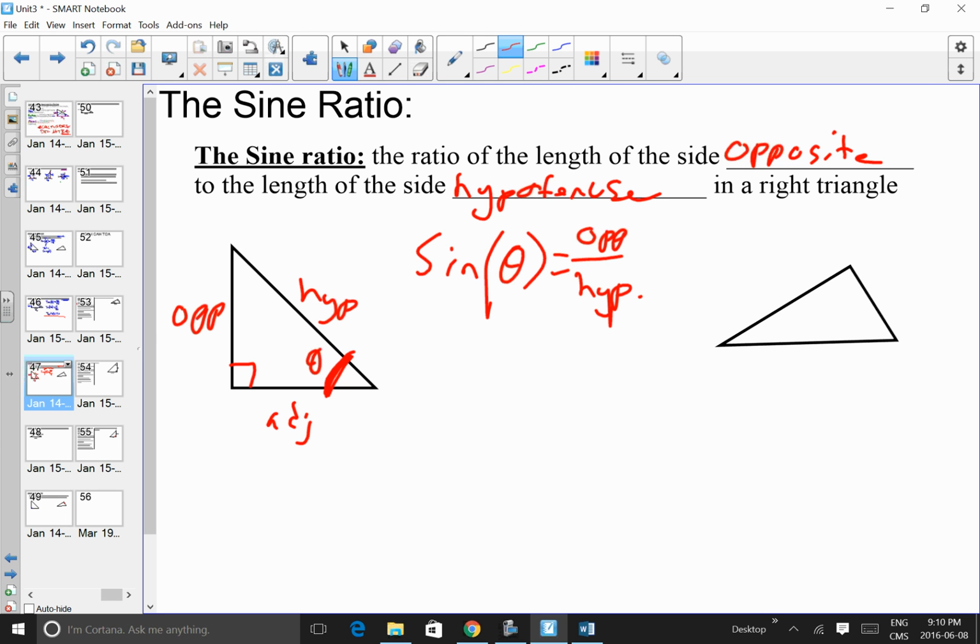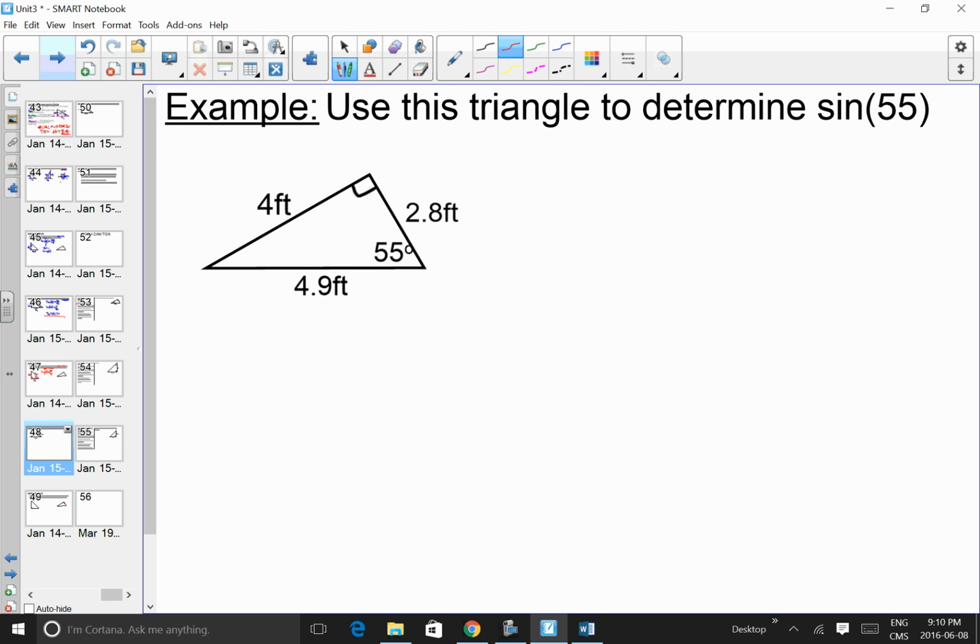And ready. So using this, let's use this triangle to determine sine 55. So let's label the triangle first. This is the angle I'm looking at. So the side across from it is my opposite. The side across from the right angle is my hypotenuse. And my other side is my adjacent.